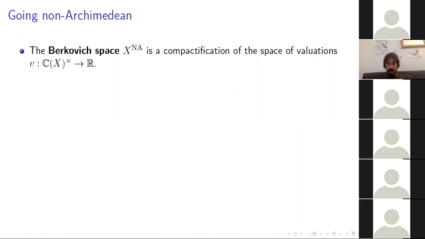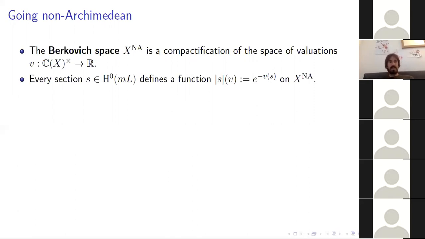So anyway, there is this space of valuations, and to get the compactification, it's a space of semi-valuations, meaning valuations also on subvarieties of X. And on this space, you can mimic a good portion of pluripotential theory.